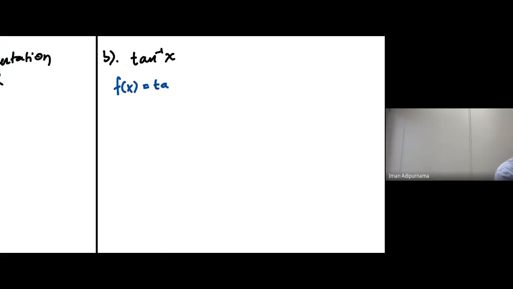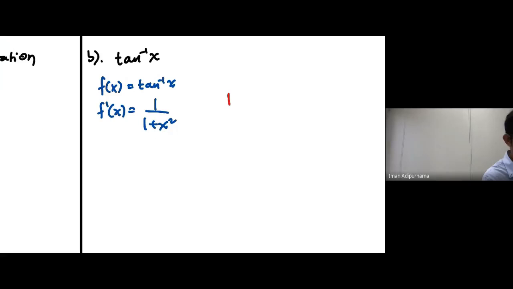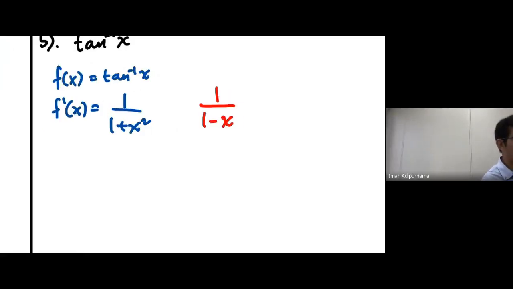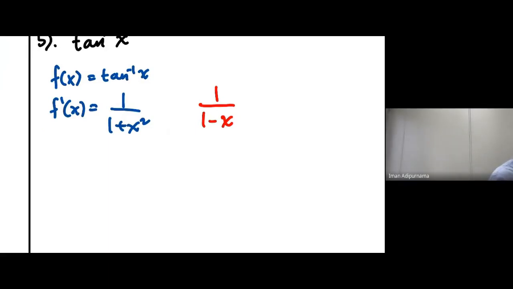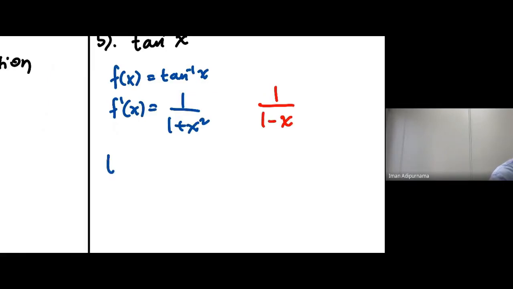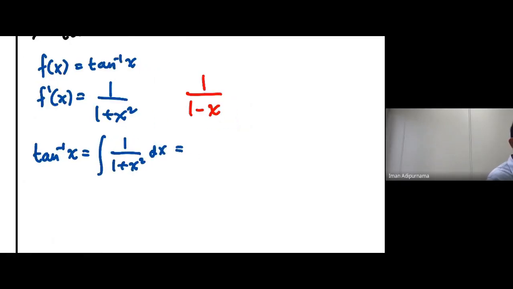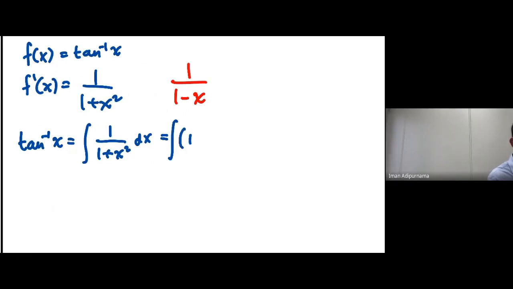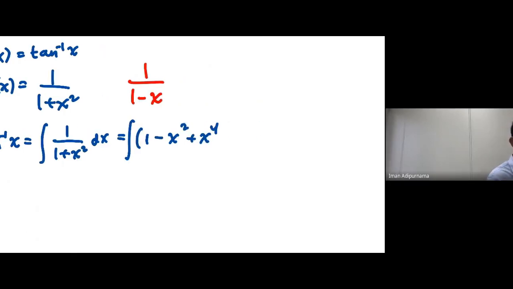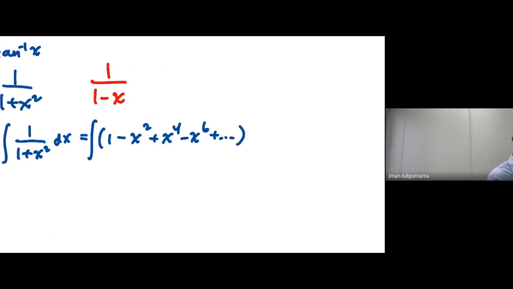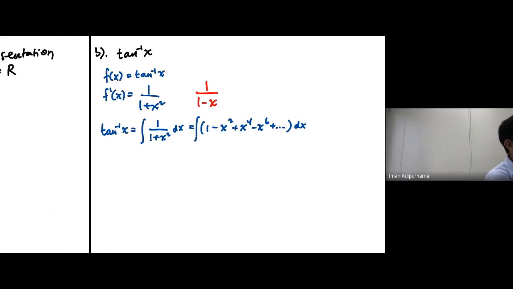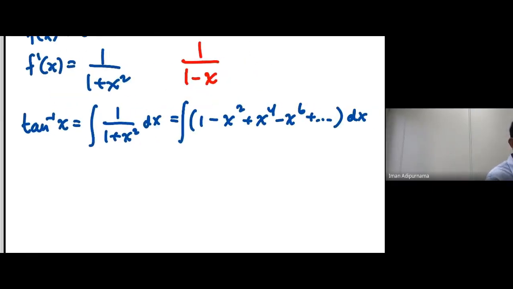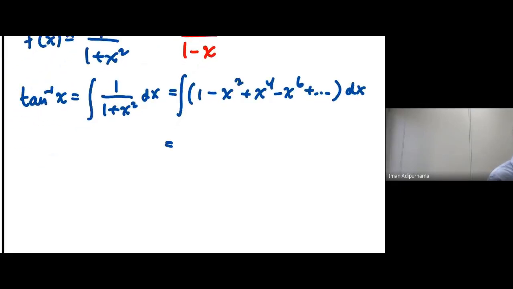So if this is the function, let me differentiate this and it becomes 1/(1 + x²). Remember, what you need to do is replace the x with x². Okay. So the tangent inverse is actually the integral of 1/(1 + x²) dx. And this expansion is, let me just write the results: 1 − x² + x^4 − x^6 + ... and then dx. Now it's actually similar to the ln. Okay. So we need to integrate this whole expansion, okay?